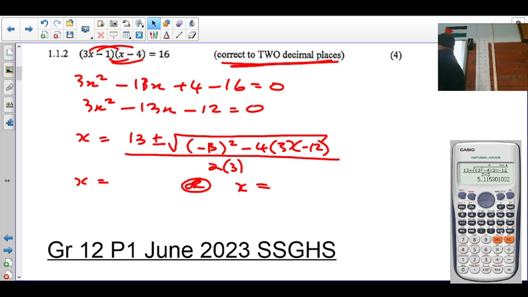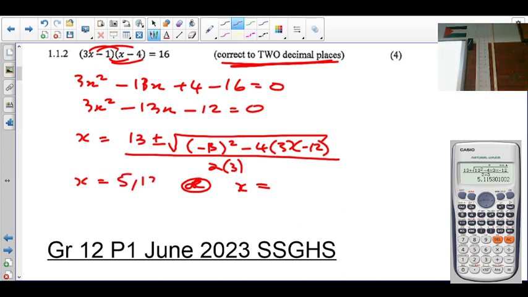So it gives you 5,12, is that correct? 5,12. And you replace that with negative. You get the other factor which is negative 0,78. Okay.